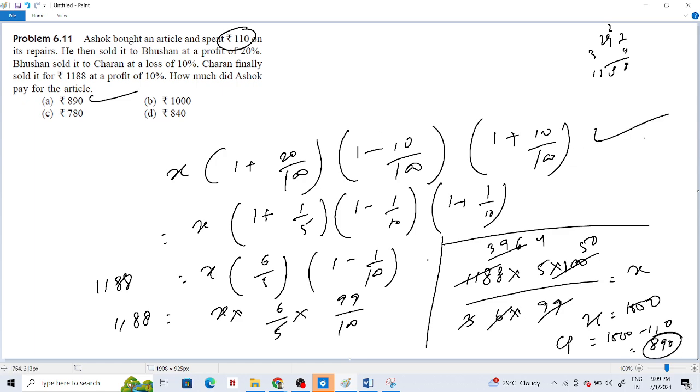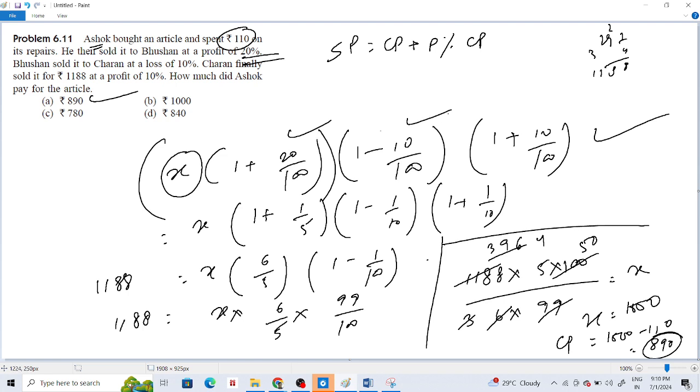Did you understand how this can be done in one shot, and what is the logic behind that? X is the total CP that Ashok had to incur, the total cost including the repair. This X value is first of all increased by 20%, because I told you that SP is CP plus P% of CP. If you have CP and profit percent, then SP is nothing but increasing CP by P%. So X into 1 plus 20%, so first X is increased by 20%, then whatever is the result is decreased by 10%, and then whatever is the result is increased by 10%. So the final value is 1188.